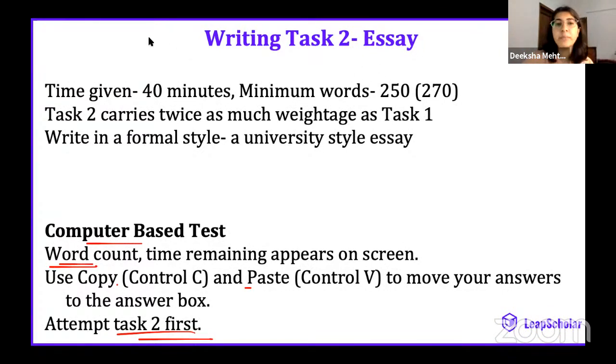So even if you're taking the computer-based test, you can scroll down, attempt task 2, and then scroll back up, attempt task 1. All right.